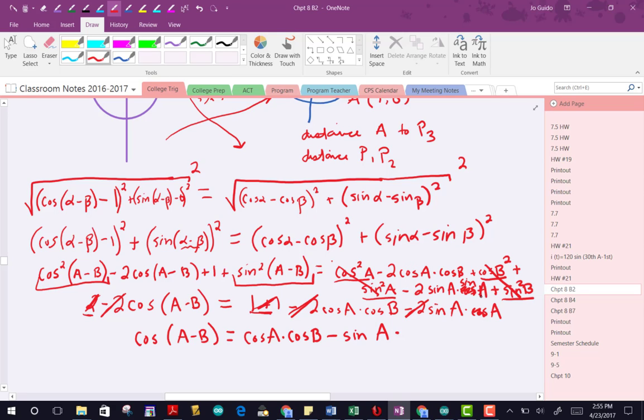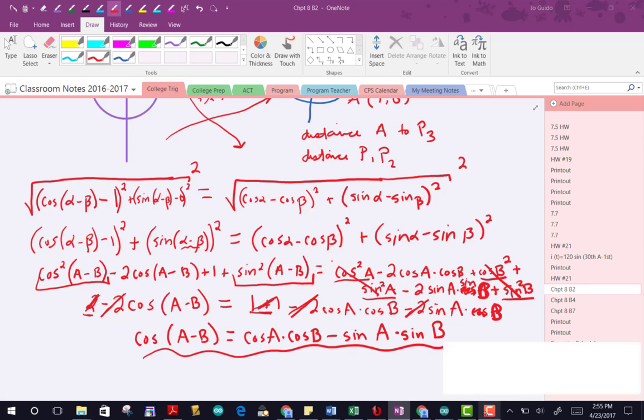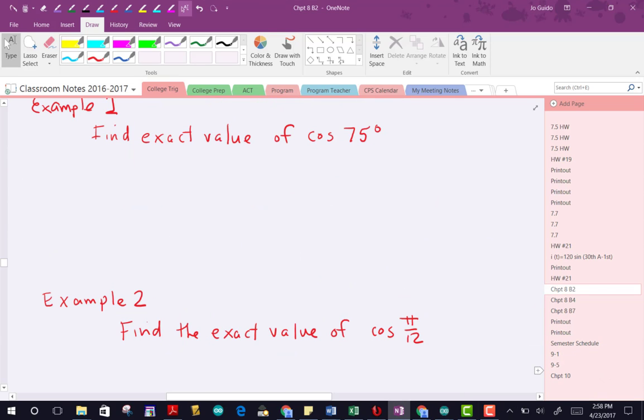Okay, so now that we've established that identity, we can use it to help us find exact values of things that aren't in our unit circle by turning things into things that are in our unit circle. So, for example, if I want to find the exact value of the cosine of 75 degrees, I can rewrite 75 as the cosine of 45 degrees plus 30 degrees.